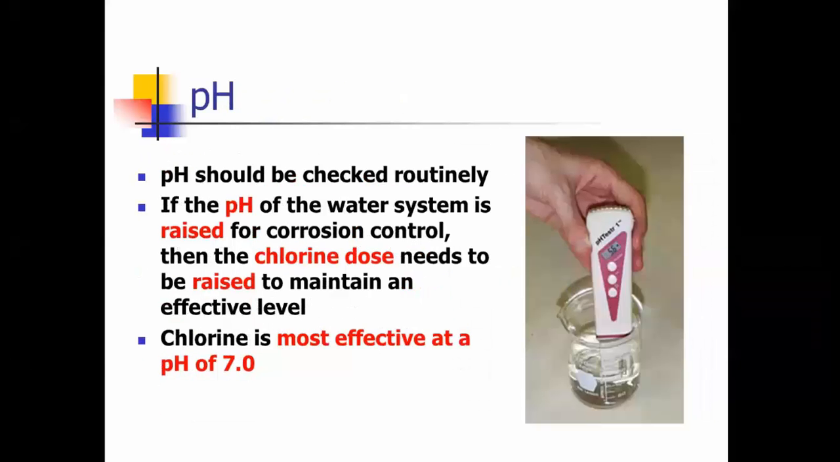pH: you should check the pH routinely. If the pH of the system is raised for corrosion control, you need to probably increase your chlorine dose because it's going to react with it. Chlorine is most effective at neutral on the pH scale. That's a 7.